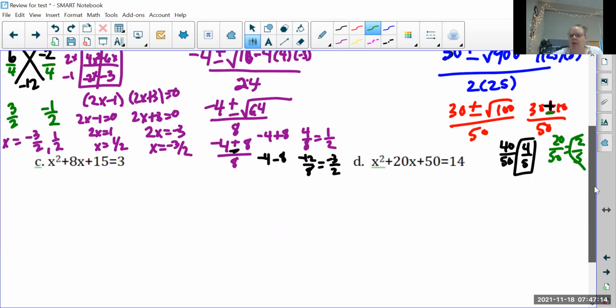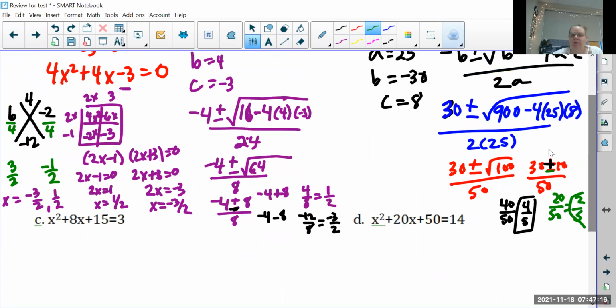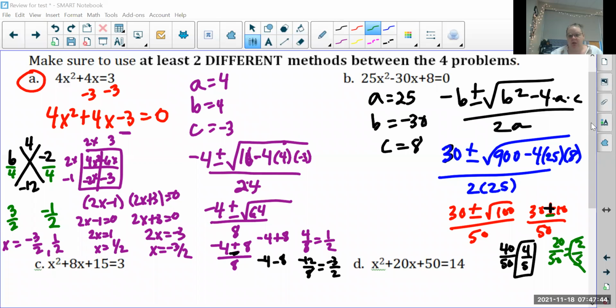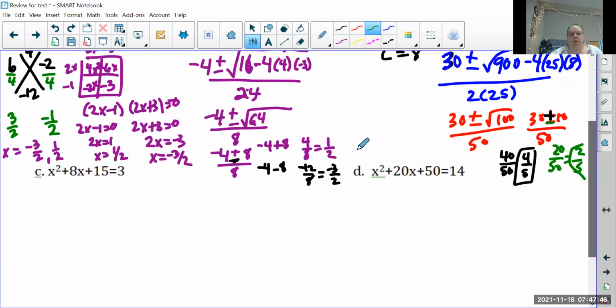And then we'll go down to C and D. All right, so going down to C and D are much easier because they both have A values of 1. So really, it's the one that you're most comfortable with. You could do reverse box, you could do completing the square, you could do slide and divide, you could do quadratic formula. All of them would work pretty easily to do it this way because we have that A value of 1. So for this one, I'm going to do factoring.